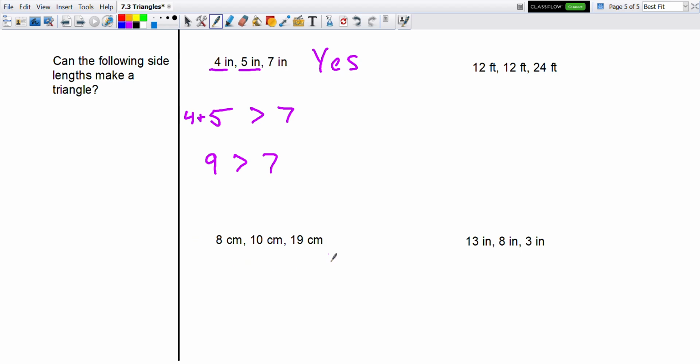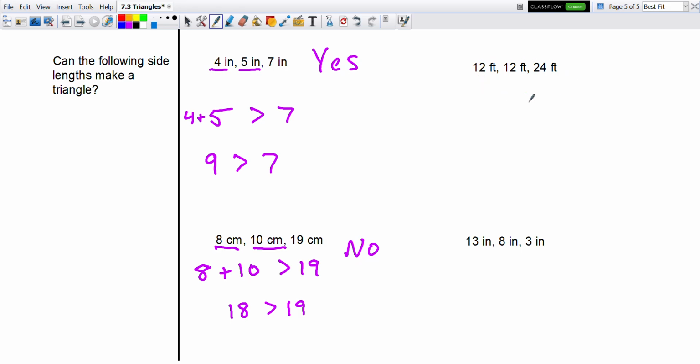How about this one down here? My two shorter sides are 8 and 10. Will the sum of these shorter ones, 8 plus 10, be greater than 19, the third side? That answer is no. 18 is not greater than 19. So this one will not form a triangle.